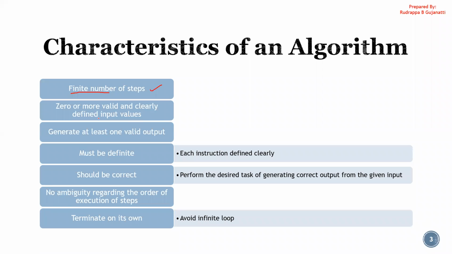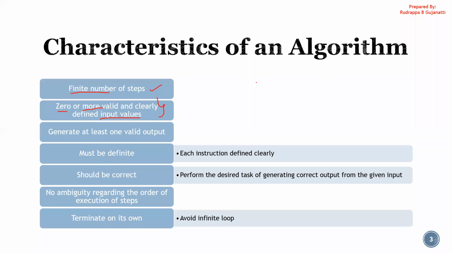Then we should have the inputs specified. Whether there are any inputs to the algorithm or not has to be clearly defined. There may be either zero or more inputs, and this also has to be clearly specified when we are looking at an algorithm. So this defines one of the characteristics of an algorithm, that is, it clearly specifies how many inputs are required.